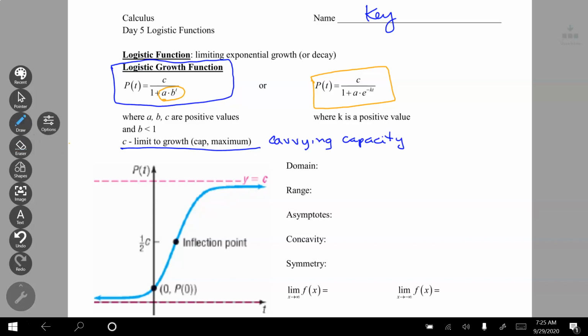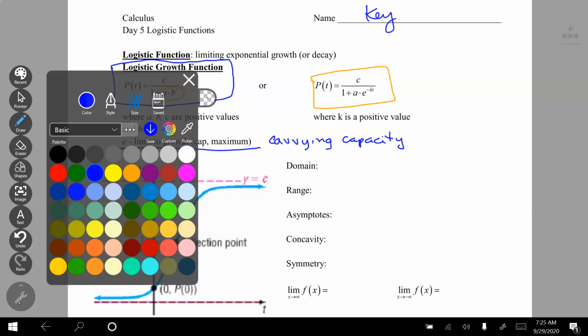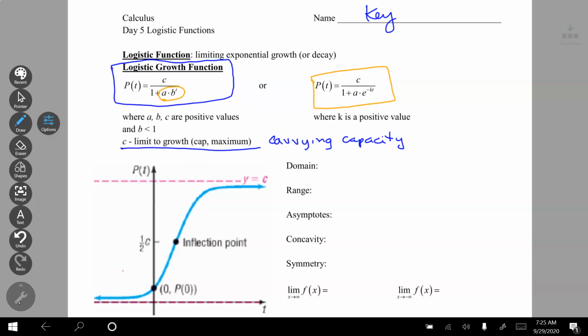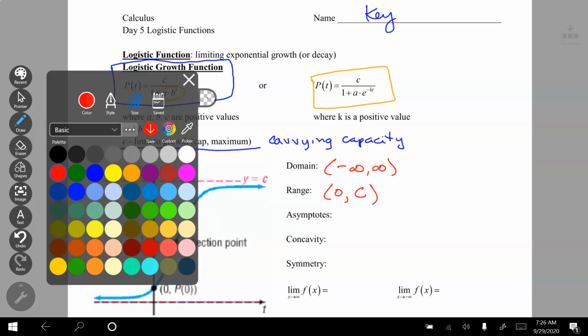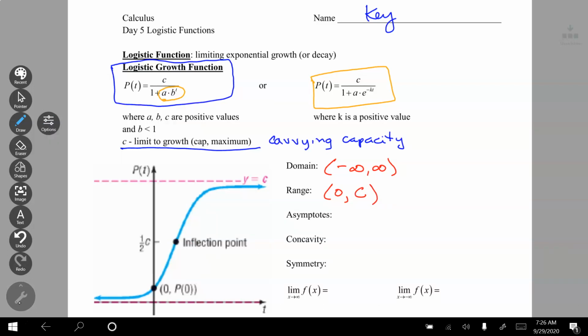Okay, some key features to this graph. Well, the domain for this graph, it's forever, negative infinity to infinity. The range is 0 to whatever that maximum value is, C. There are 2 horizontal asymptotes. One is y equals 0, and the other one is y equals C.